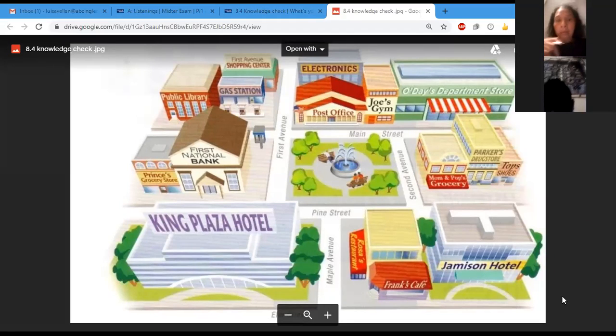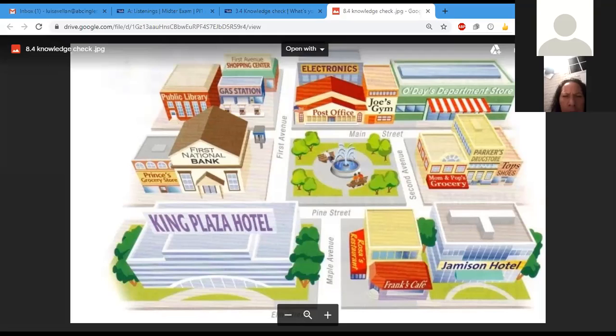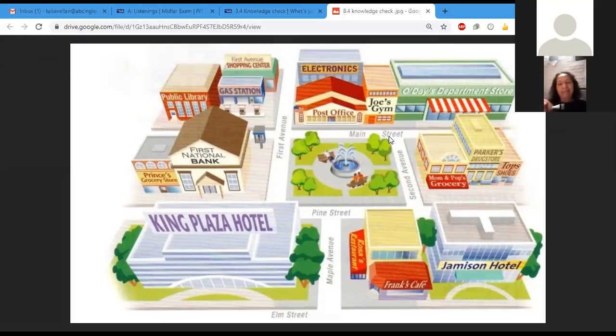Then we have Angel. Tell me your sentence. The public library is next to the gas station. The First National Bank is next to Prince's Grocery Store. Joe's Gym is between the department store and the post office. Kim Plaza Hotel is near the First National Bank. Okay, good, thank you. Okay, Tatiana?